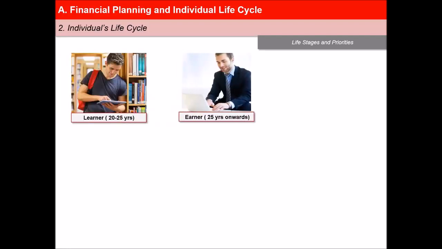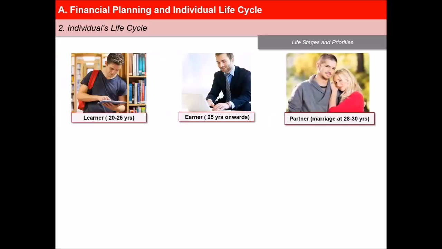Second stage is of an earner, the stage when one has found employment and perhaps earns enough to meet his or her needs. Funds are engaged in savings and investment towards asset creation. Third stage is of a partner, a stage when one has gotten married and now has a family of one's own. Funds are required to buy a new house, cars, etc.